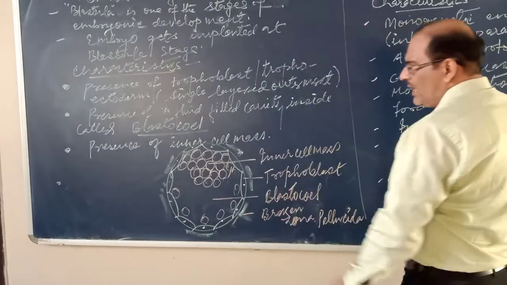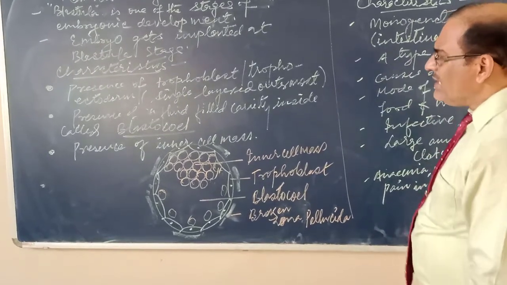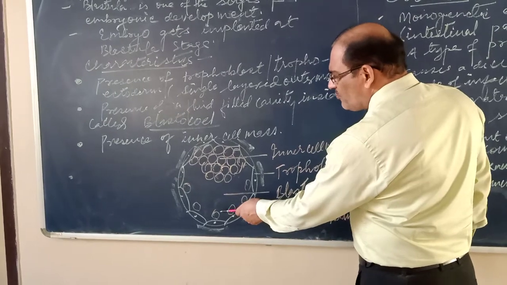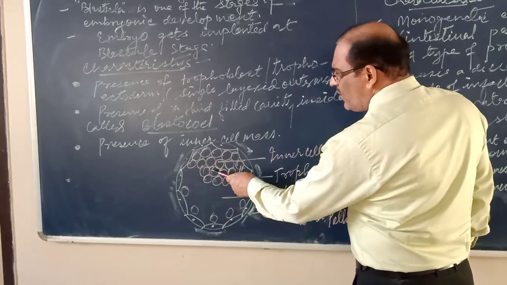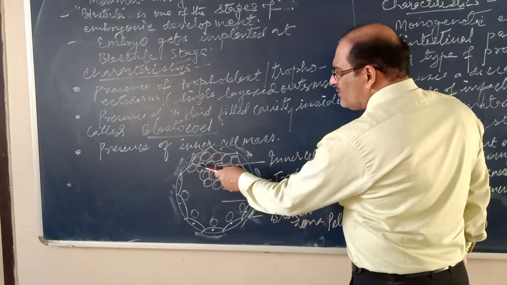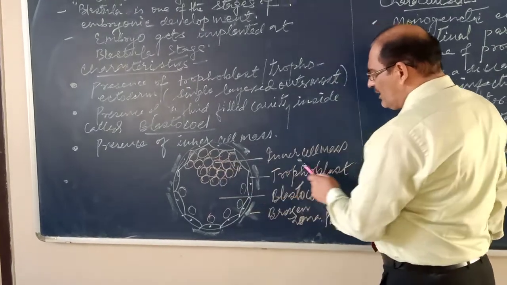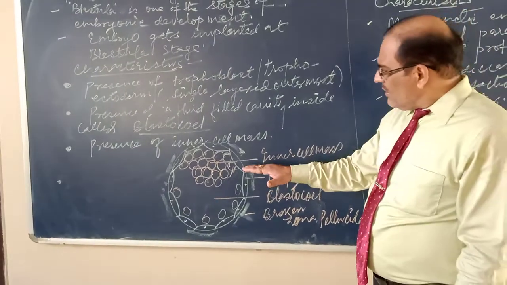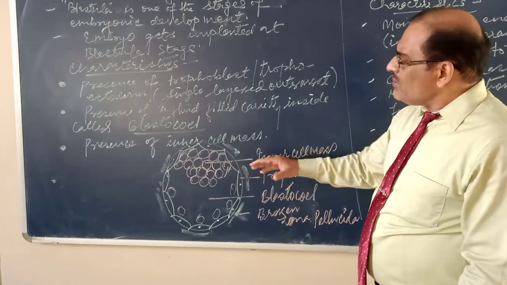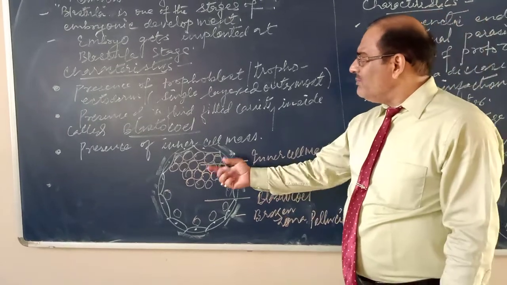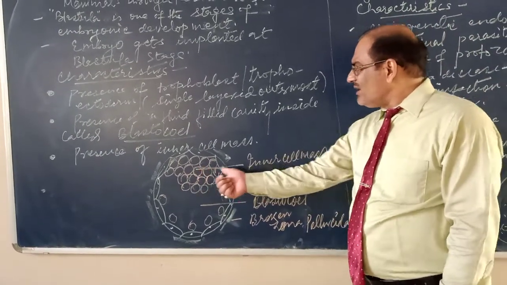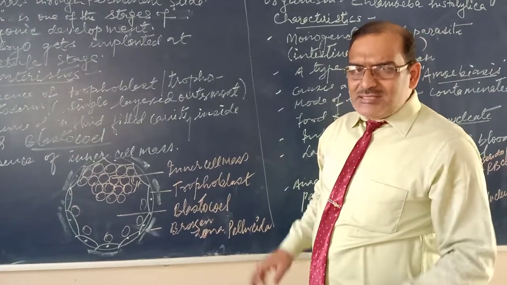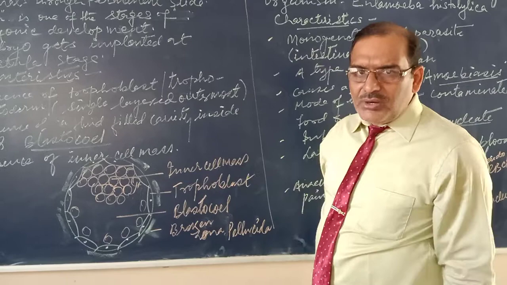And the third important component is the inner cell mass. The remaining cells of the embryo move and get arranged towards one side of the embryo, and this mass of cells is called the inner cell mass. This is going to form the embryo. The embryo develops from the cells of the inner cell mass. Cells of the inner cell mass are totipotent and can give rise to any structure, any organ, any part of the body.